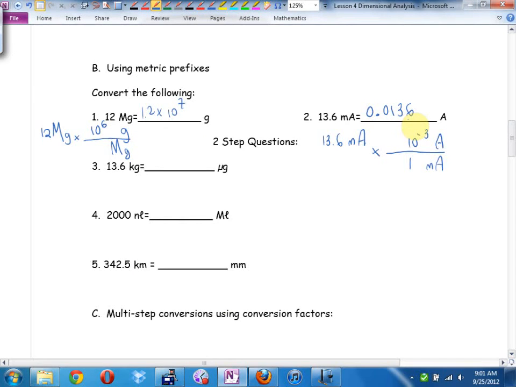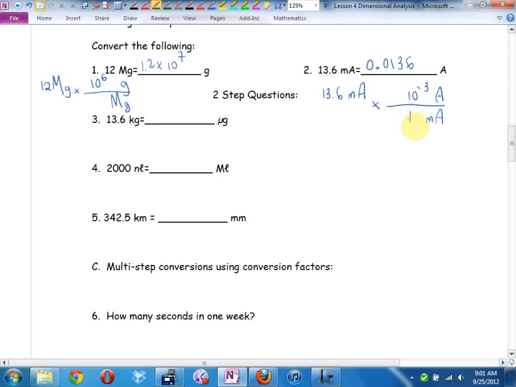0.136 amps. Matt, that's a one-step question. Where this really starts to shine is in 2 or 3 or multi-step questions. So here's a 2-step question.